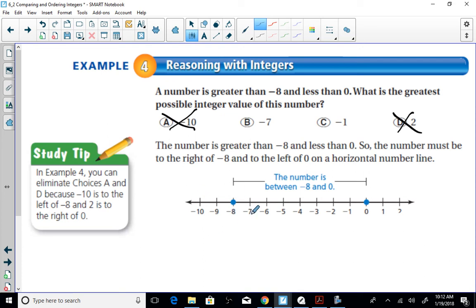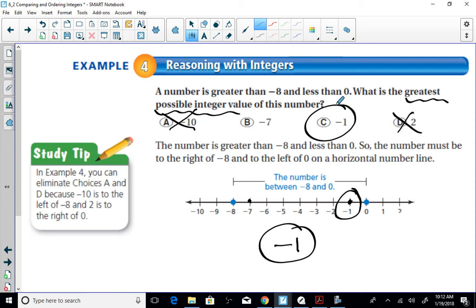Okay, so now I'm left with -7 and -1, and I want the greatest possible integer value that is greater than -8 and less than 0. Well, here's -7 and here's -1, right? I have 2 numbers left, so I'm going to compare these 2 numbers. Which one of these numbers is greater? All right, correct. -1 is going to be greater because -1 is to the right of -7. So the correct answer here is -1, which is answer C.